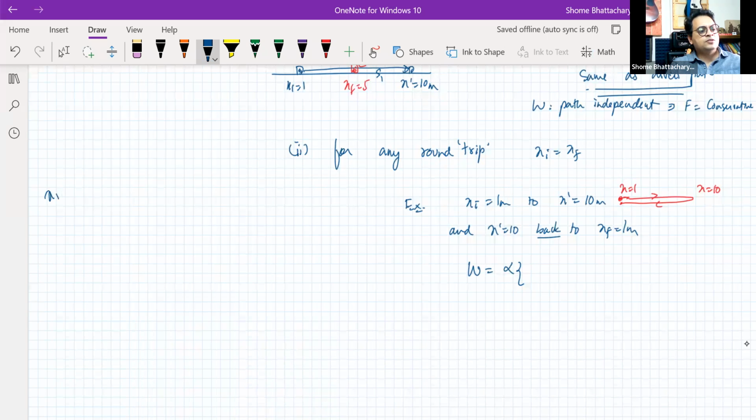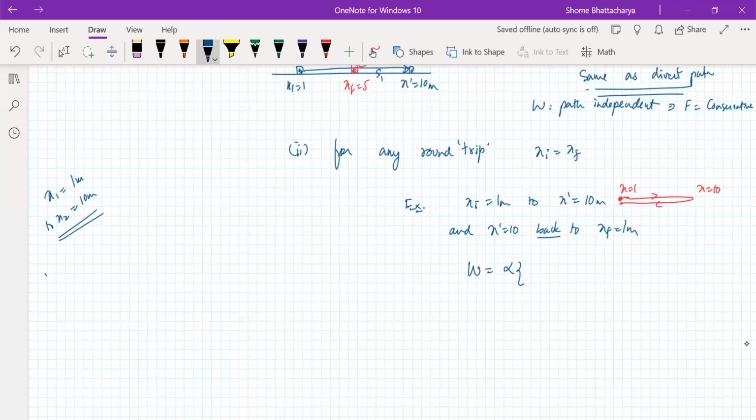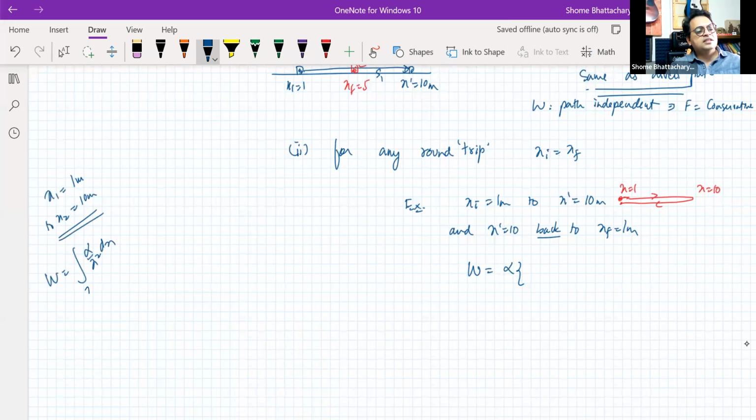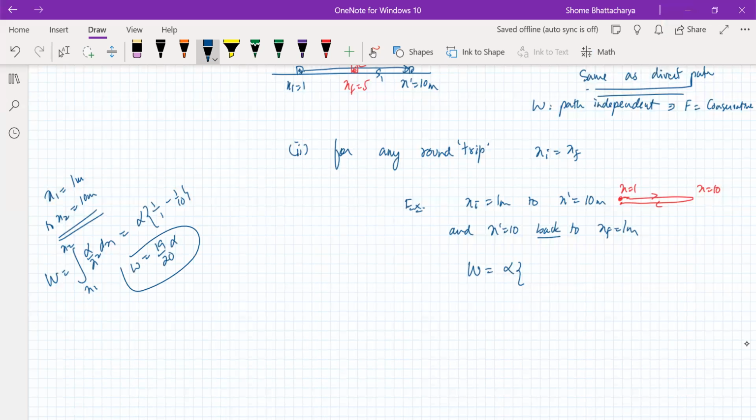If you're going from x1 equal to 1 to x2 equal to 10, suppose this is what you're asking. Then work done would be alpha by x square from this x1 to this x2 only. When you calculate that, that will come out to be alpha into 1 upon 1 minus 1 by 10. So this becomes 19 by 20 alpha, right? That would be the alpha.